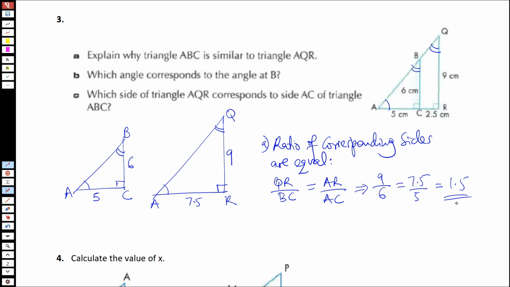And then the next question is, which angle corresponds to angle B? We can see that will be angle Q. And then which side of triangle AQR corresponds to side AC of triangle ABC? So which side of this big triangle corresponds to AC on the small triangle? That will be AR.